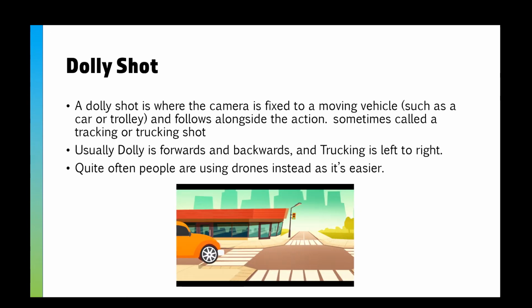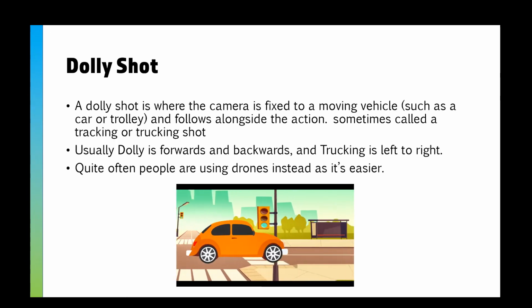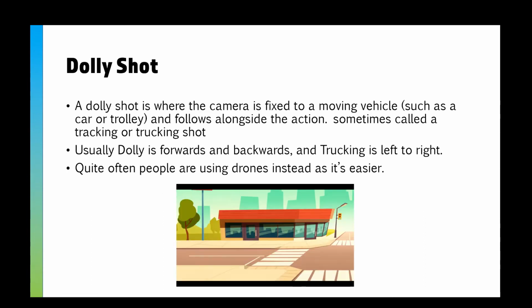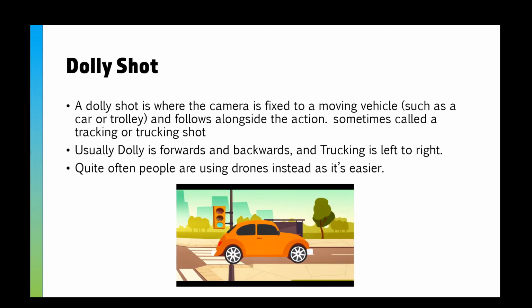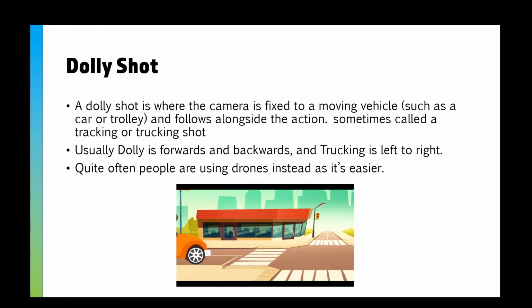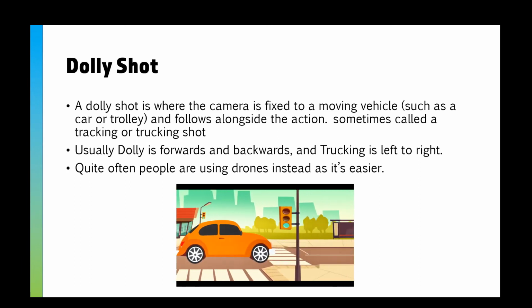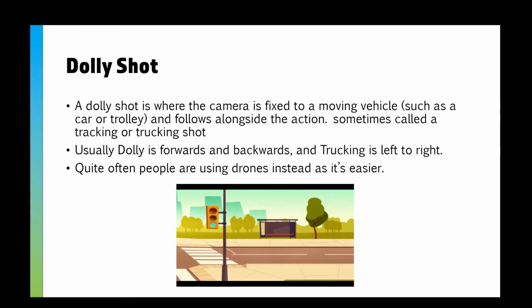Now, a dolly shot is where the camera is fixed to some form of moving vehicle. So it could be a car or a trolley or almost a little train on a track. It's sometimes also called a tracking shot or a trucking shot. Usually a dolly is going forwards and backwards, and trucking is left to right, like on my animation.